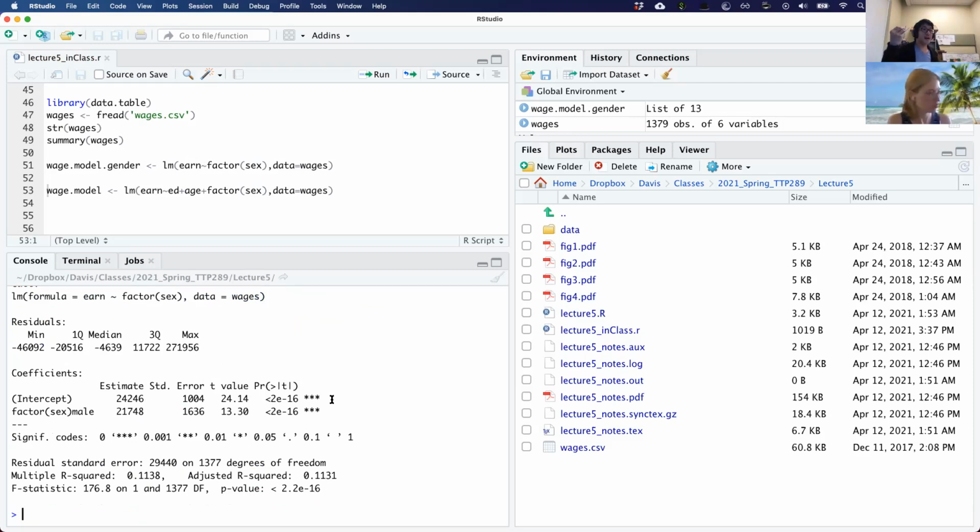So I'm going to, again, step back and do this interpretation. This means that on average, a male will make $21,748 more than females. And females at my intercept, which is my default starting point, should make about $24,000.